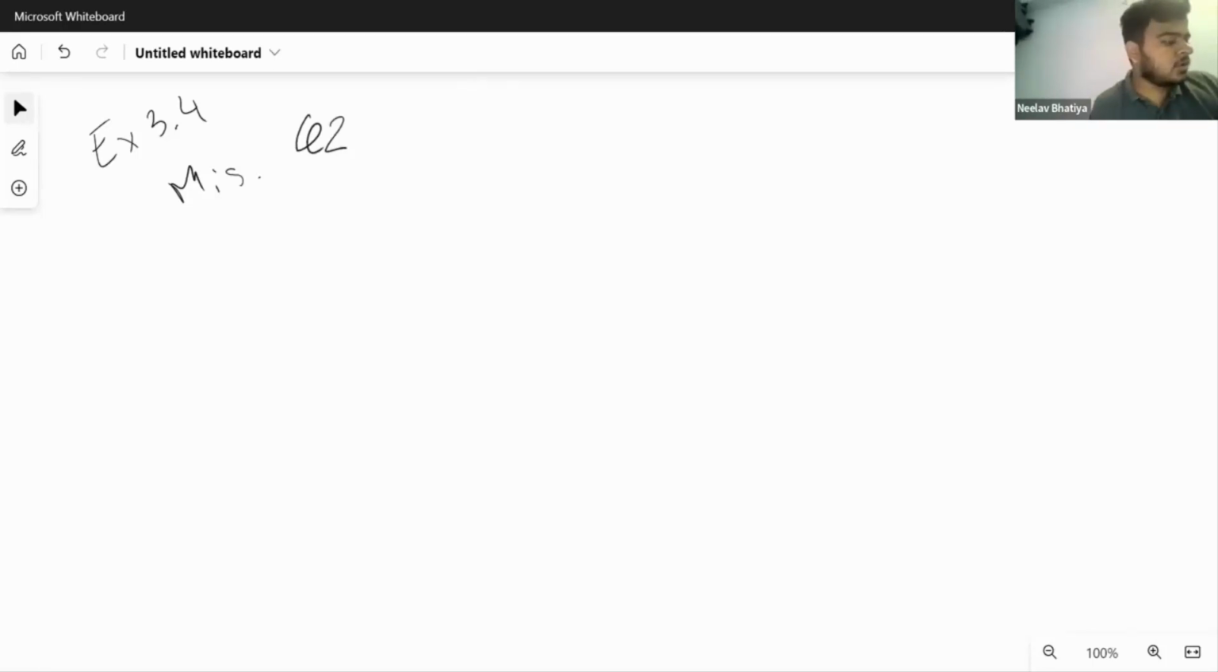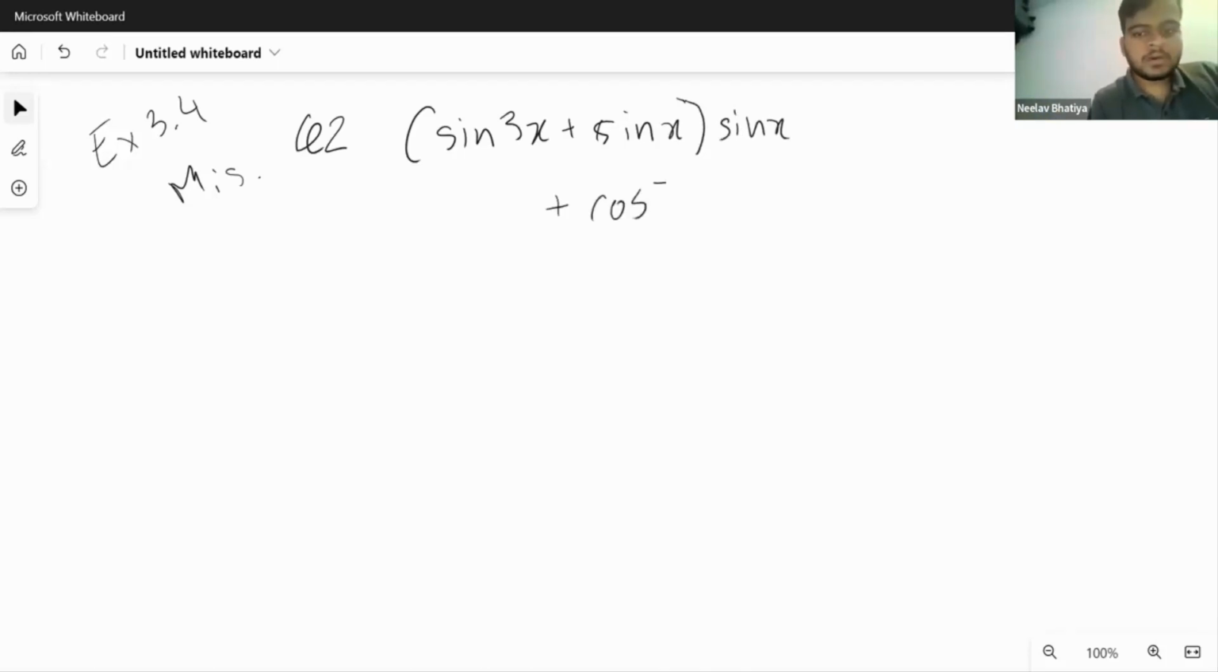Question number 2. This is a good one. Sine 3x plus sine x plus cos 3x minus cos x equals 0. This is something that we have to prove. Correct? Let's try and do this.